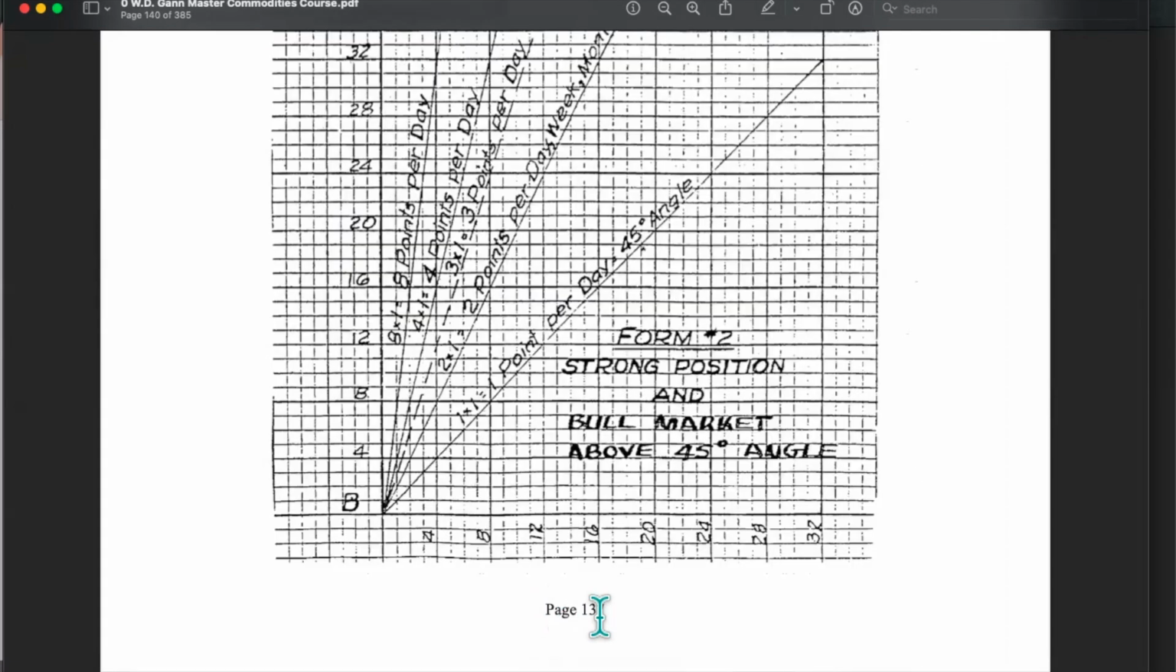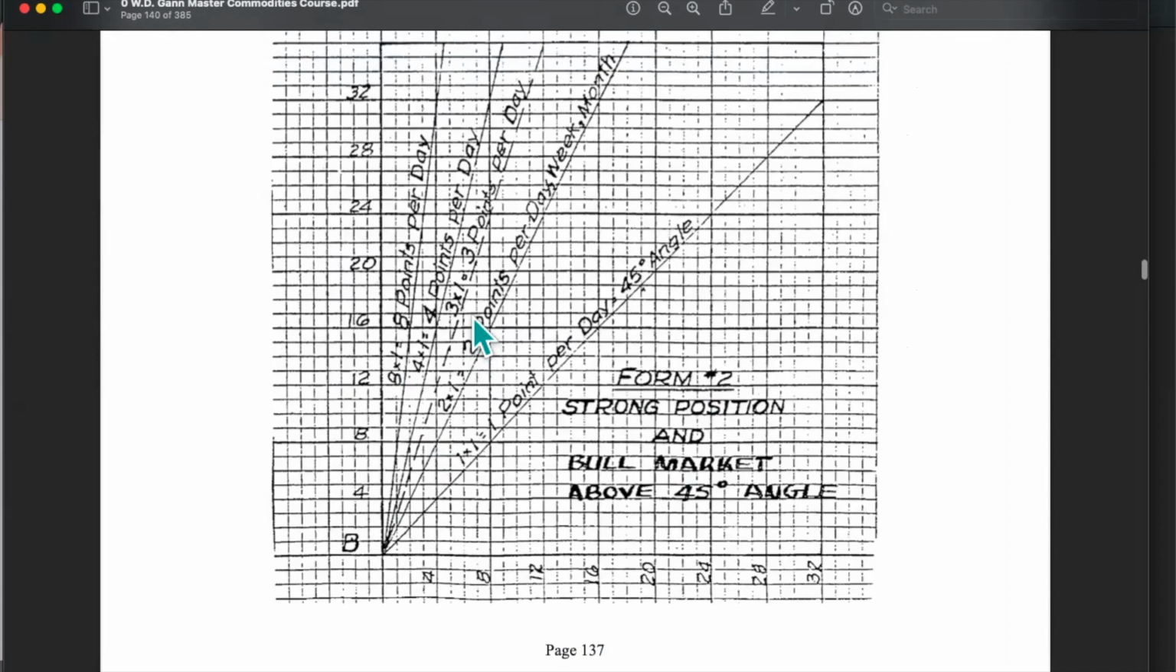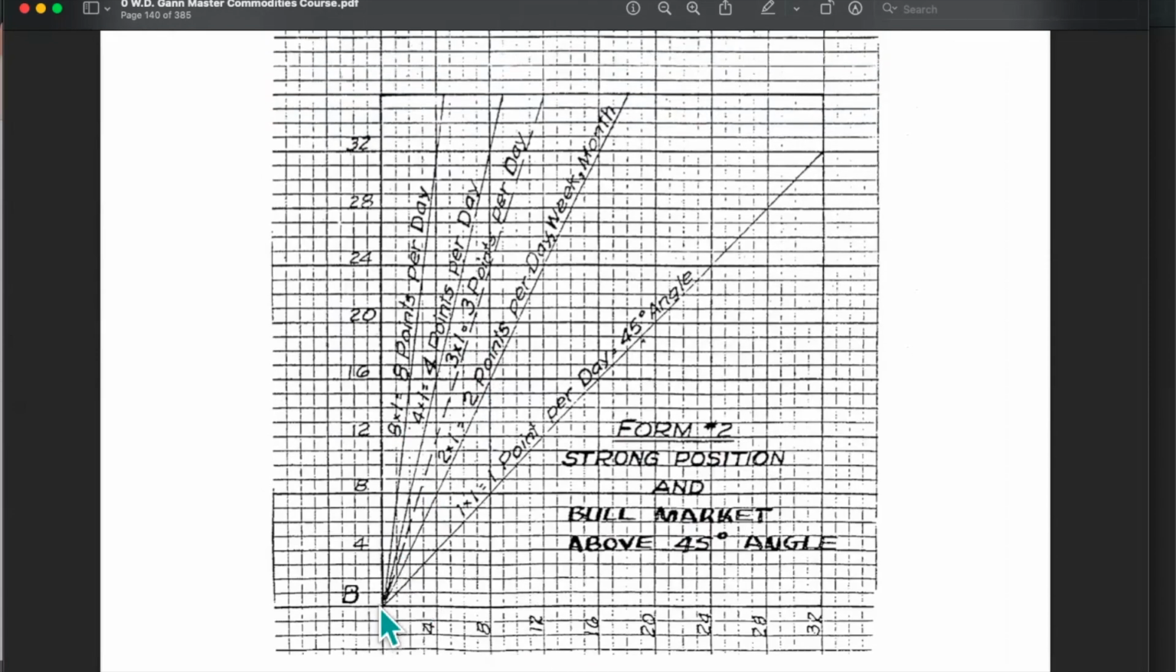Now on page number 137, we would be able to see how it exactly looks. Let's say, for example, this is 1 by 1, one point per day. This is the 45-degree angle. This is 2 by 1, this is 4 by 1, this is 8 by 1. So this is how it would look in a chart, so that it becomes easier for us to understand. Probably these are all manually drawn charts. Probably we need to freeze our screens for that purpose, and then we'll be able to see this.